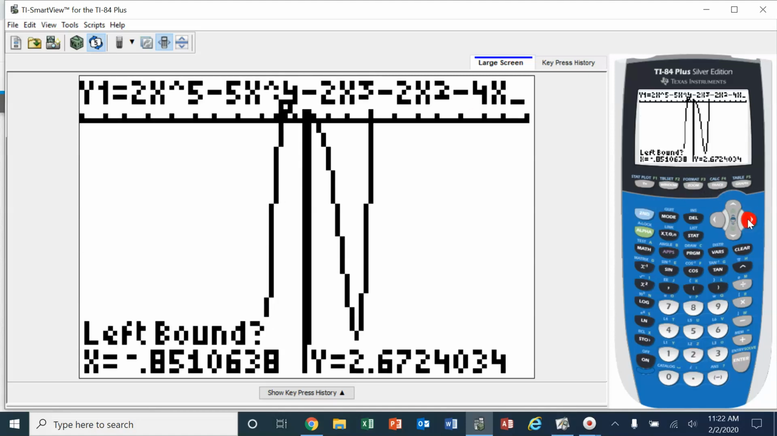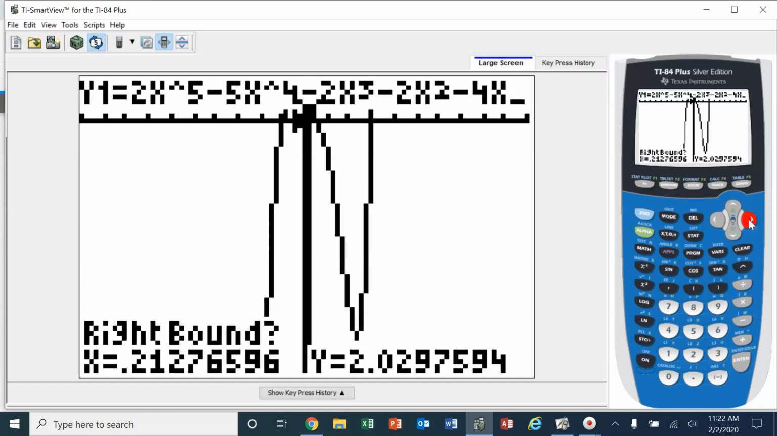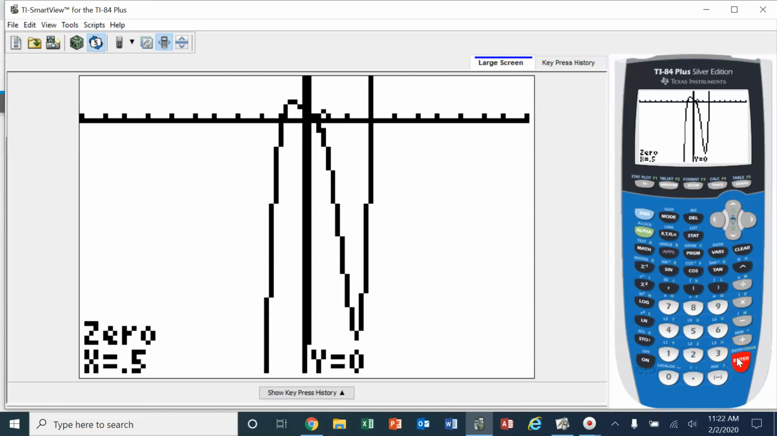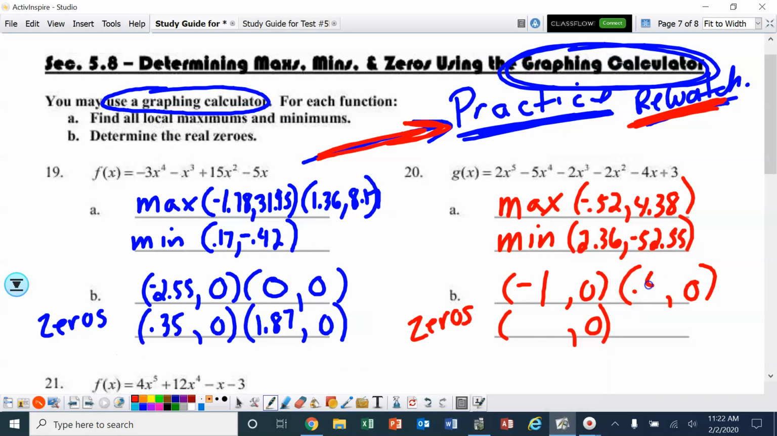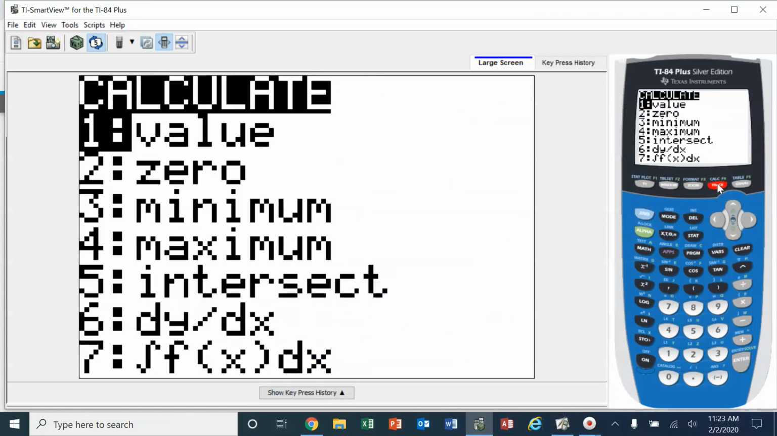Now I'm going to find the one in the middle. To be on the left side of the one in the middle, I need to be above the x-axis. And to be on the right side, I need to be below. 0.5. All right, one more. The one on the right side.